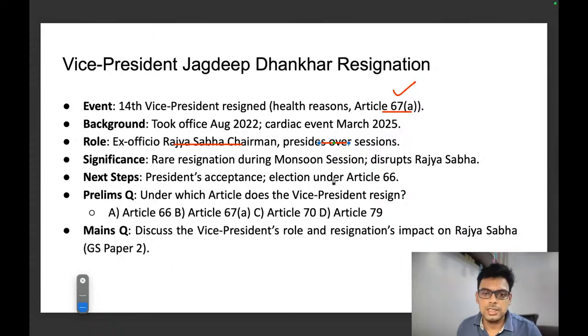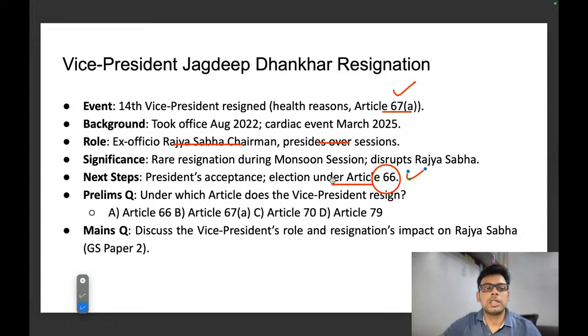Now the second thing is that the next step depends on the president, whether the president is going to accept it or not. Election happens under Article 66 of the Constitution. So the president's acceptance is needed, and thereafter Article 66 will come into play. So please keep in mind.